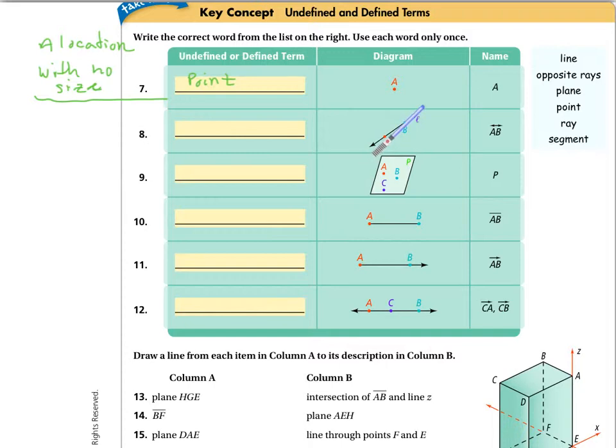So what's this whole thing right here? What would you call that? If it's not a point, what is this? It contains a lot of points with two arrows on the end. A line, right? So this one's a line.